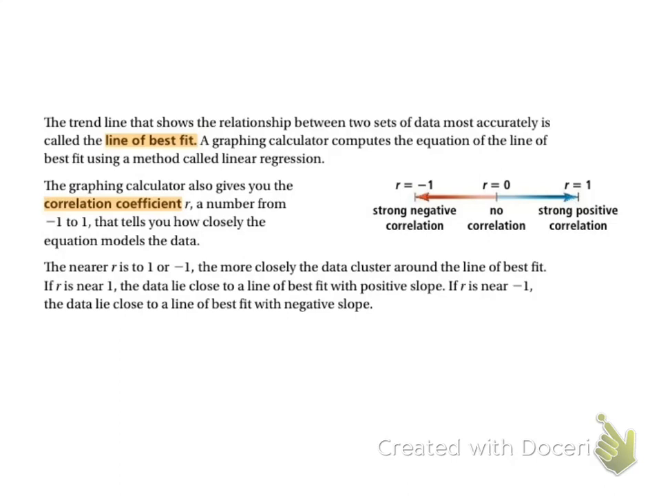So if it fits it perfectly, if it hits every single point, it either has an R or a correlation coefficient of 1 or -1. So if it fits exactly perfect, it either has a 1 or a -1. It'll have a +1 if the slope is positive. It'll have a -1 if the slope is negative. So if you had a correlation coefficient of 0, that means there's no correlation at all. Your line does not fit at all because there is no way to fit a line. So we want to be as close to 1 or as close to -1 as we can.